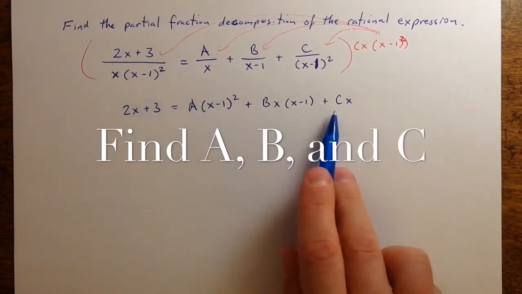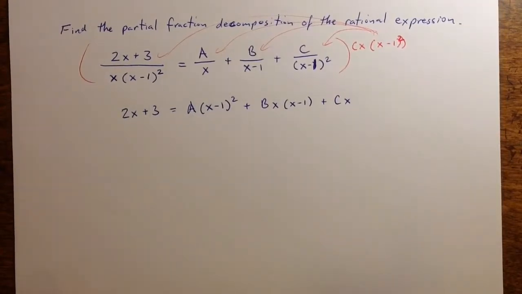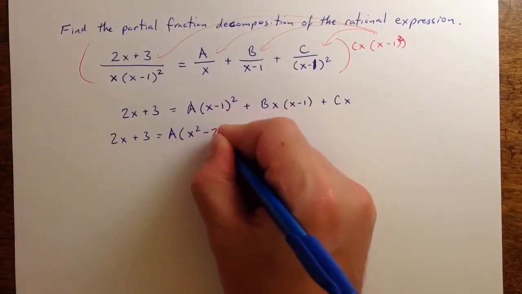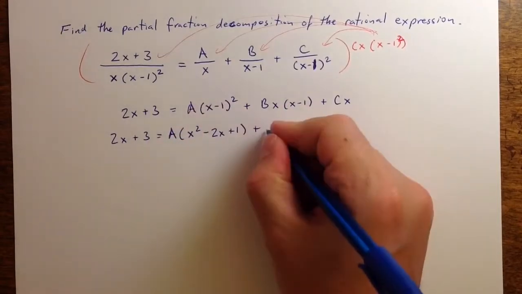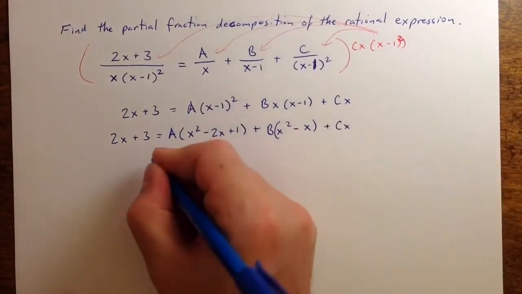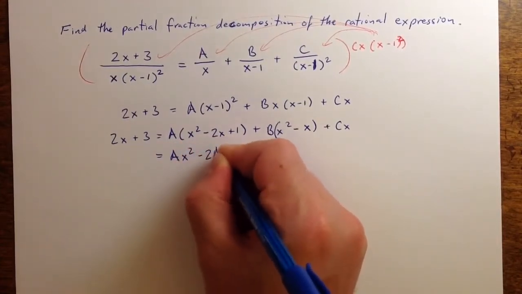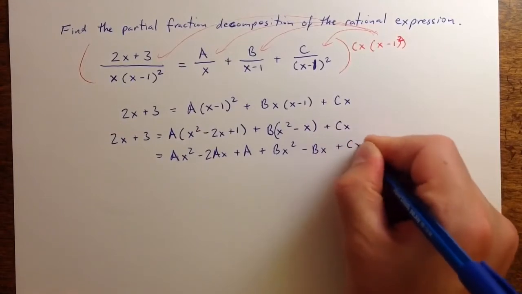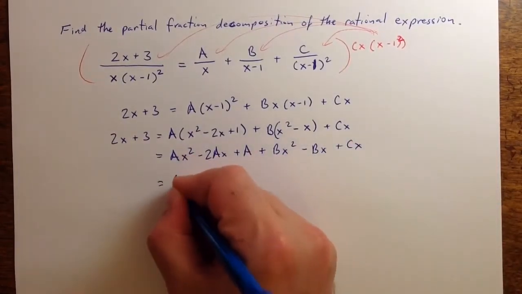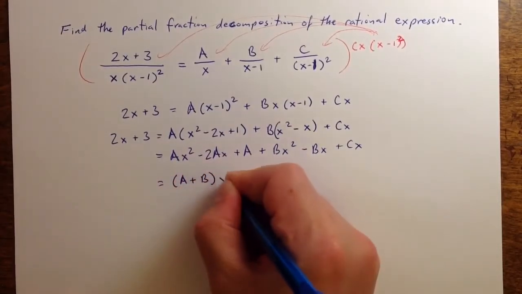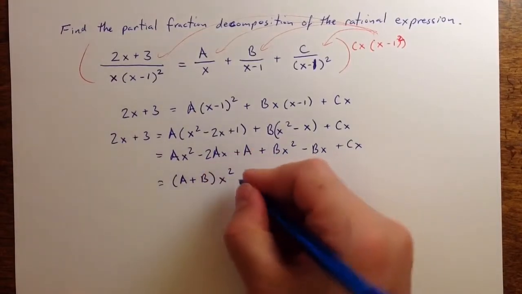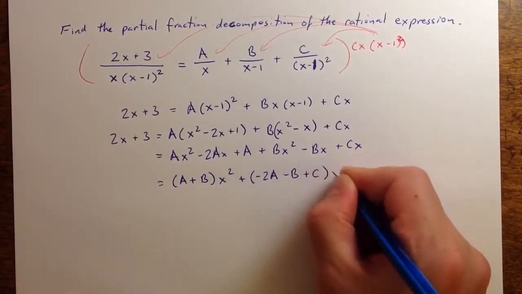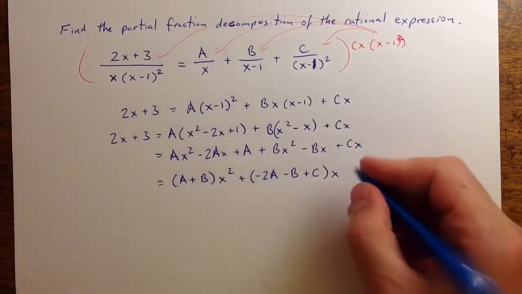So now we need to figure out what the values of A, B, and C are, and there are two ways to do that. First, let's look at the method of equating coefficients. If we multiply all this out, we end up with x squared minus 2x plus 1 times A, plus B times x squared minus x, plus Cx, which gives us Ax squared minus 2Ax plus A plus Bx squared minus Bx plus Cx. And then if we gather together all the x squared terms, we see that the coefficient is A plus B times x squared. If we gather together all the x terms, I get negative 2A minus B plus C times x. And finally, the only constant term is just A.